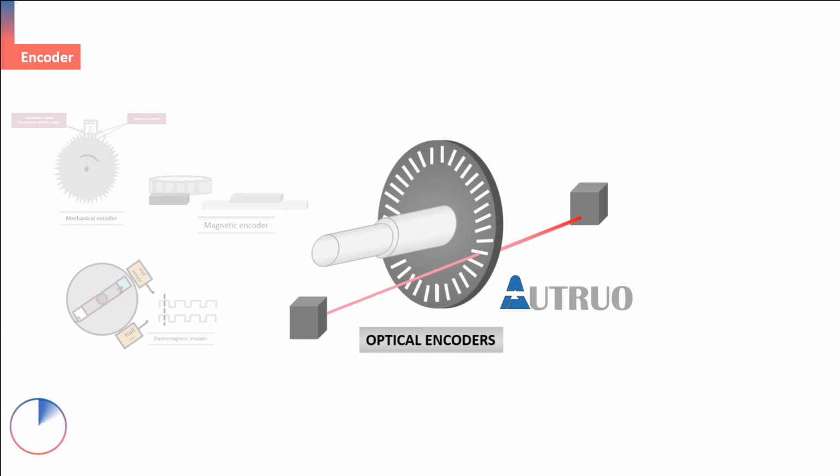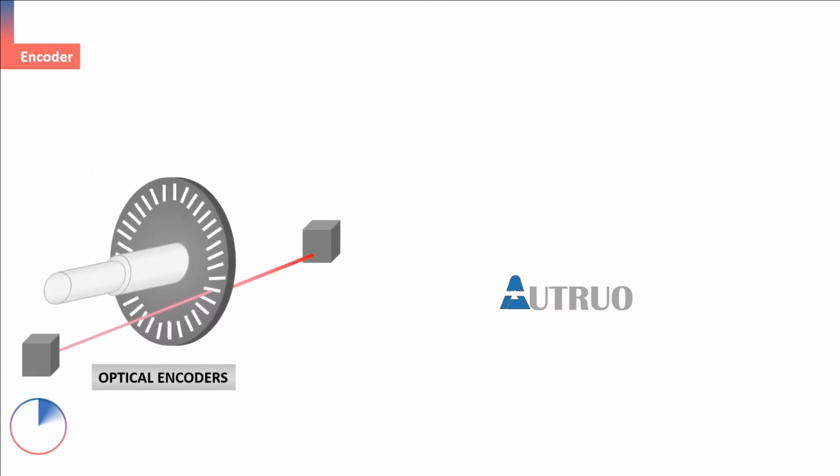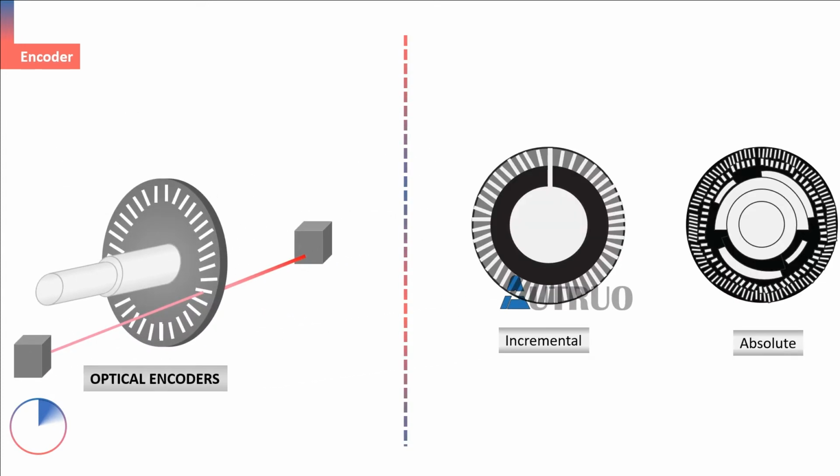So what exactly are optical encoders? Optical encoder is the most widely used encoder motion translating technology. This type is further divided into two, which are absolute and incremental encoders.